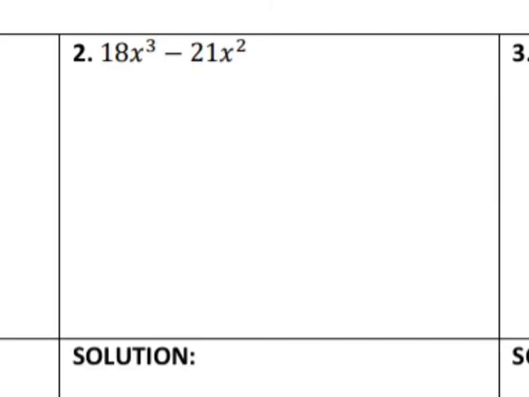So number 2, first rule of factoring, always look for a GCF. I recognize that the GCF here is going to be 3. Do they have anything else in common? I see that they both have x's and they both have at least x squared in common. So now I'm going to divide everything by 3x squared.